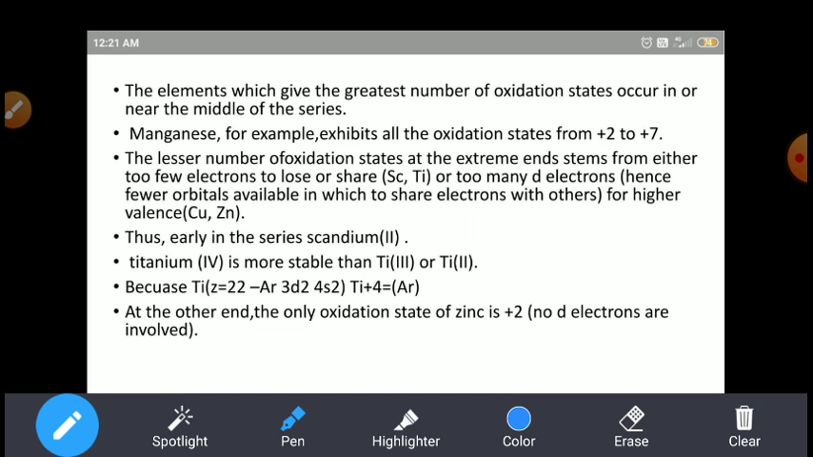Fewer oxidation states at the extreme ends: copper and zinc on the right-hand side, right? Scandium and titanium on the left-hand side of the d block have fewer unpaired electrons in the d orbital, so they lose or share fewer electrons, exhibiting fewer oxidation states.